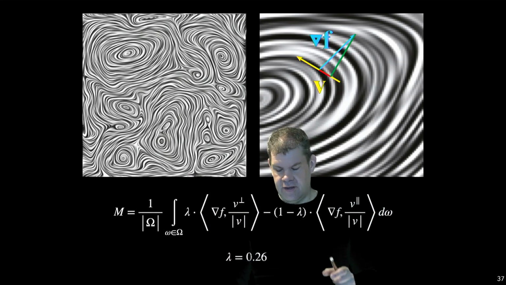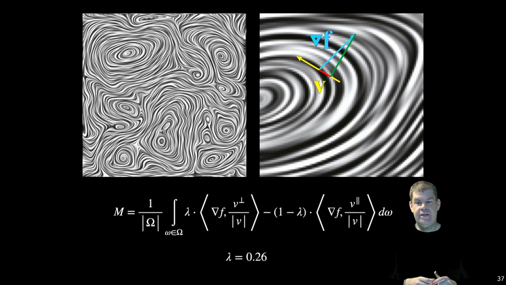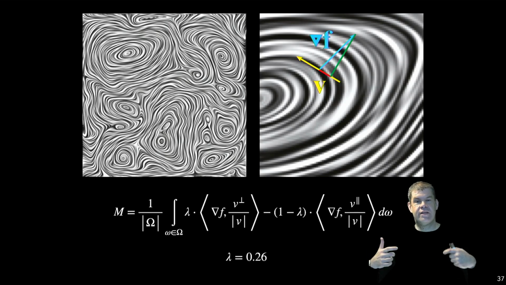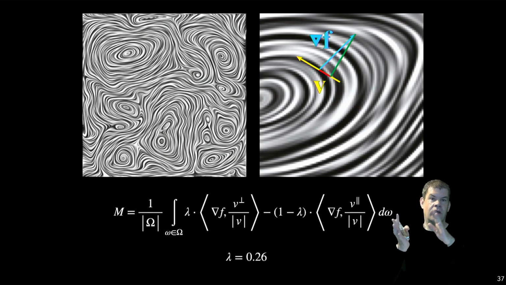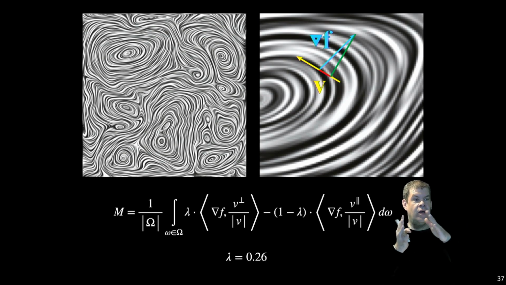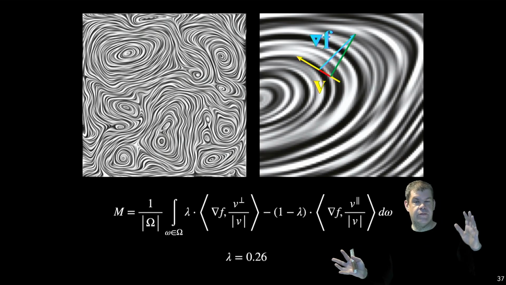This lambda here is something that we've chosen to be 0.26. And where does that number come from? That comes from a user study. So it's like, okay, which one do you prefer? Do you rather want these images that are more zebra-ish, or less zebra-ish but somewhat smoother?